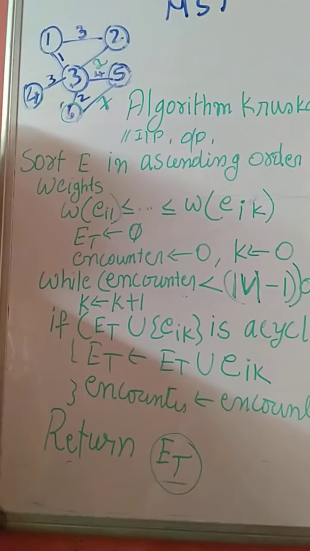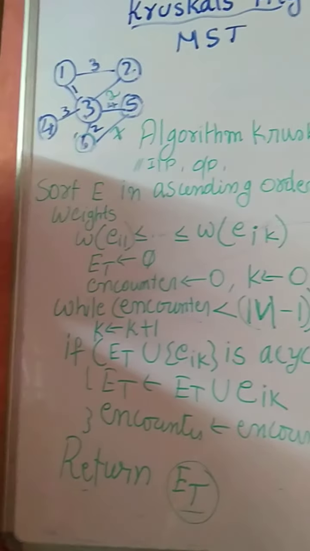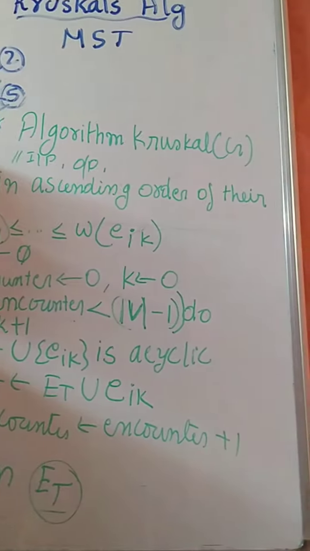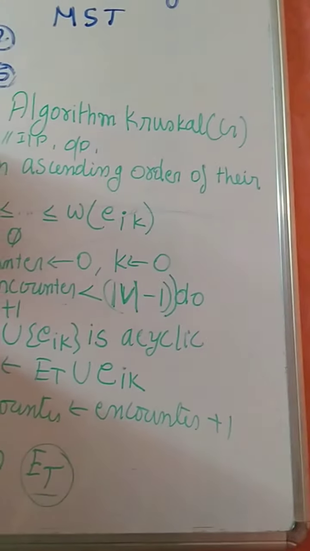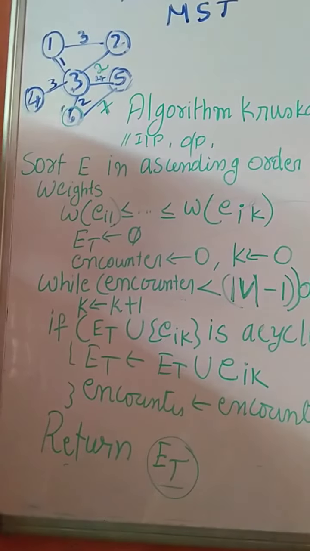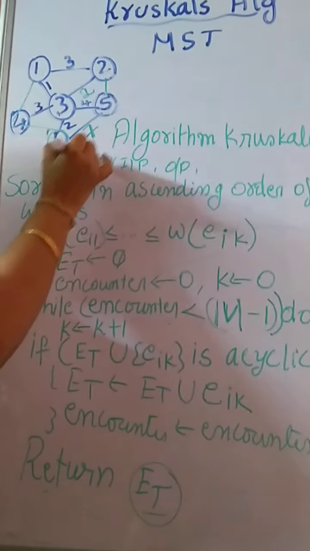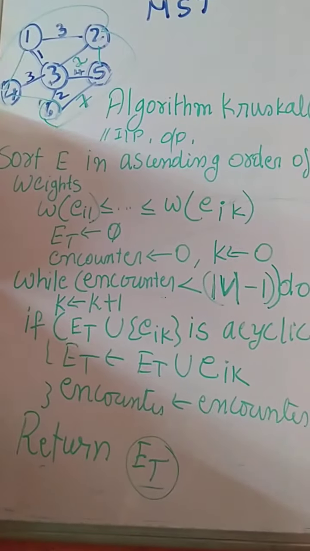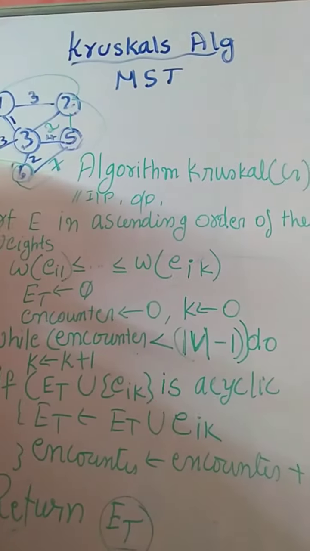And one more thing: when to use Prim's and when to use Kruskal's. Suppose your graph is a dense graph. What does that mean? You will have so many edges in the graph, wherever there is a possibility. That is called a dense graph. Then which algorithm suits that particular graph? Prim's algorithm suits it.